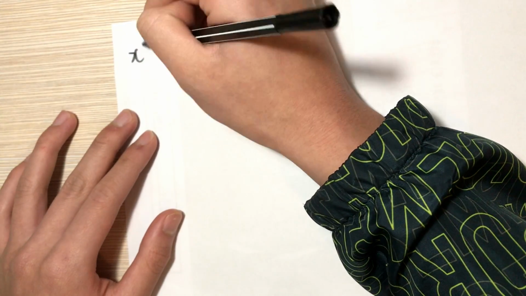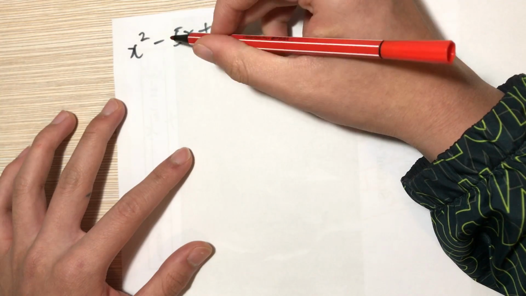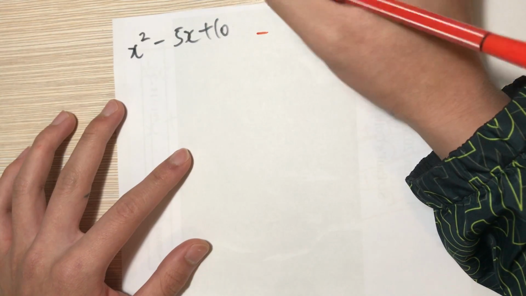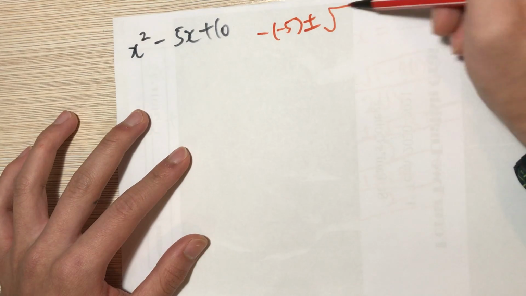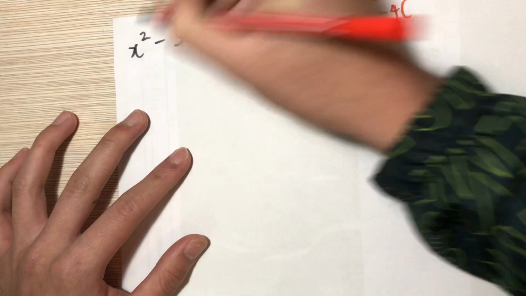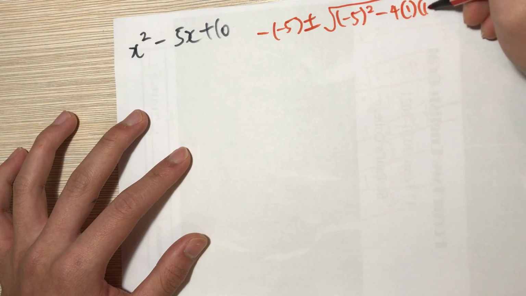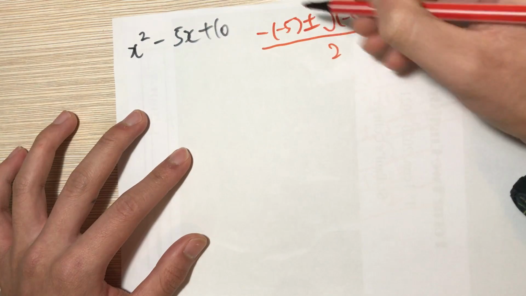Let's do another question. x squared minus 5x plus 10. Now we just need to plug in values into the formula. -b, now b is -5, plus or minus the square root of -5 squared minus 4, a is 1, c is 10, over 2a.